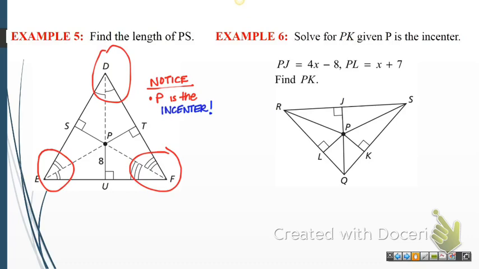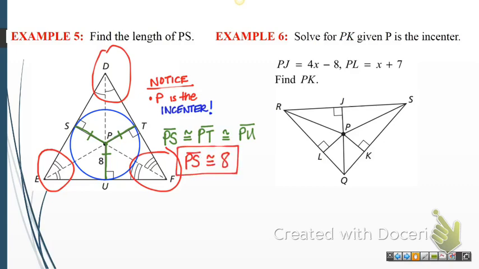Okay? So if P is the incenter, then I'm going to apply some theorems that I know about the incenter, right? And that namely is that the incenter is the center of a circle inside the triangle. So if I draw this circle, this blue circle inside my triangle, that means that PS, PT, and PU are all radiuses of this blue circle. So if PU is 8, then it stands to reason that PT and PS would also be 8. And that's how we solve this problem. PS is equal to 8. Okay, we're going to do a very similar thing in example number 6.